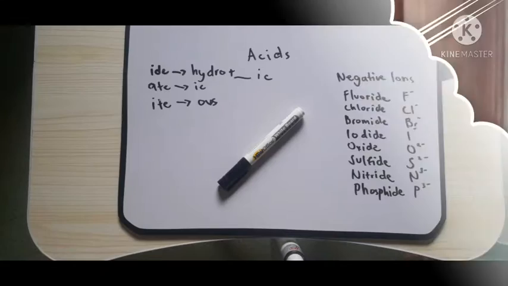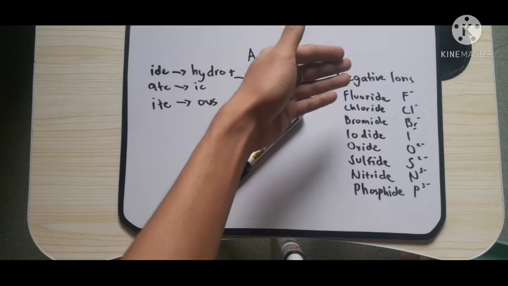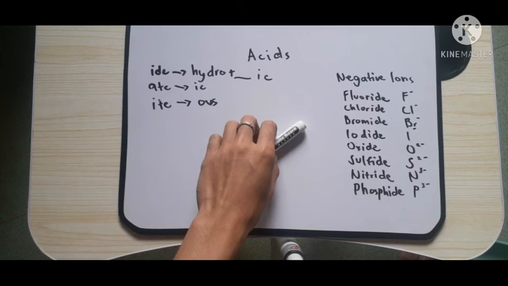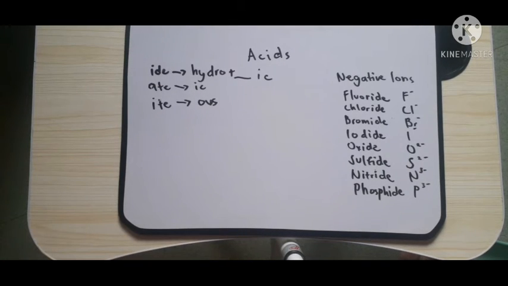And last but not the least are acids. So now, let's proceed with acids. But first, we get to know what acids are. Acids are compounds in which one or more H+ ions are bonded to negative ions. Here are some lists of the negative ions. Now, these are the rules for naming acids. Naming acids will be based upon the name of the negative ions.